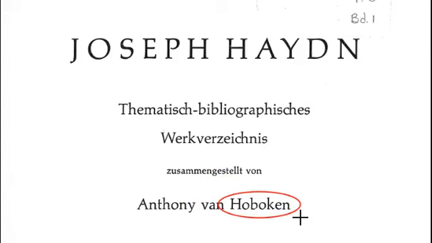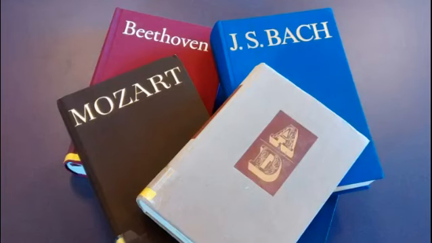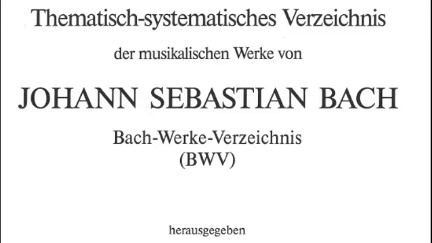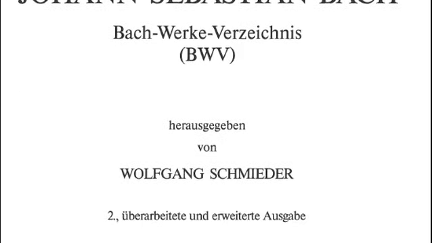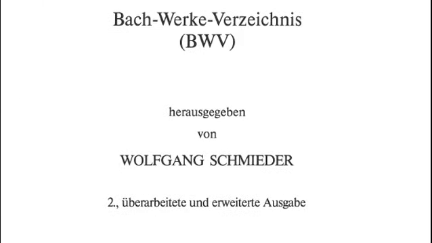These scholarly thematic catalogs are one of the most challenging types of music research tools to use for a variety of reasons. This video will discuss thematic catalogs in general, and then we'll take a close look at one of the best-known thematic catalogs, Wolfgang Schmieder's catalog of the works of Bach. By understanding how that catalog is put together, we should be able to approach most other thematic catalogs with at least some sense of familiarity.